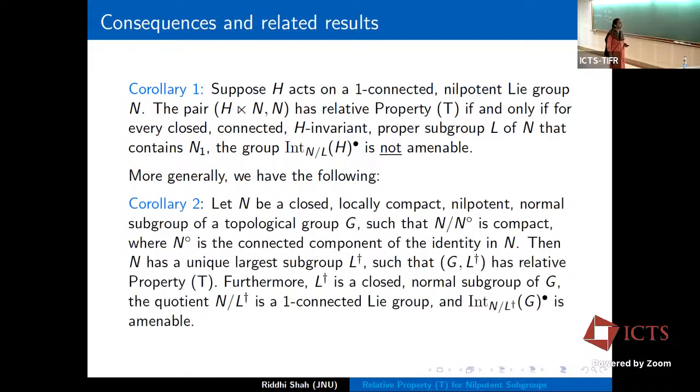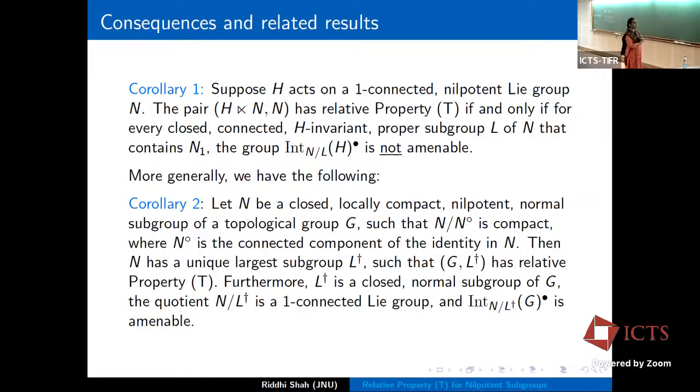More generally, we have the following corollary. What it says is that not just this property T, but you can find a unique largest subgroup L dagger in a subgroup N such that (G, L dagger) has relative property T. So you have N, a locally compact nilpotent normal subgroup, which is a compact extension of its connected component. Then N has the largest subgroup L dagger such that (G, L dagger) has relative property T. Furthermore, there is no other bigger subgroup than L dagger. L dagger is a closed normal subgroup of G, with no bigger subgroup where you get this relative property. And the quotient N/L dagger is a 1-connected Lie group. And in this, Int_{N/L dagger}(G) star is amenable.